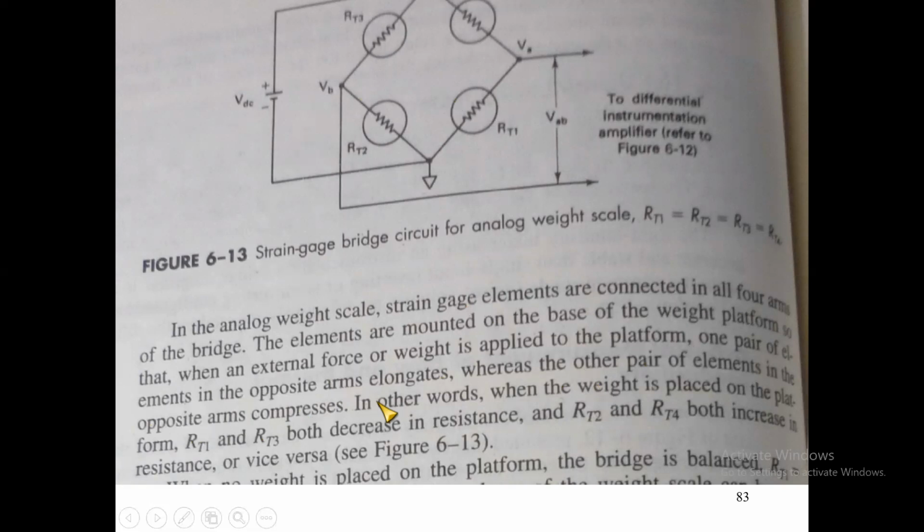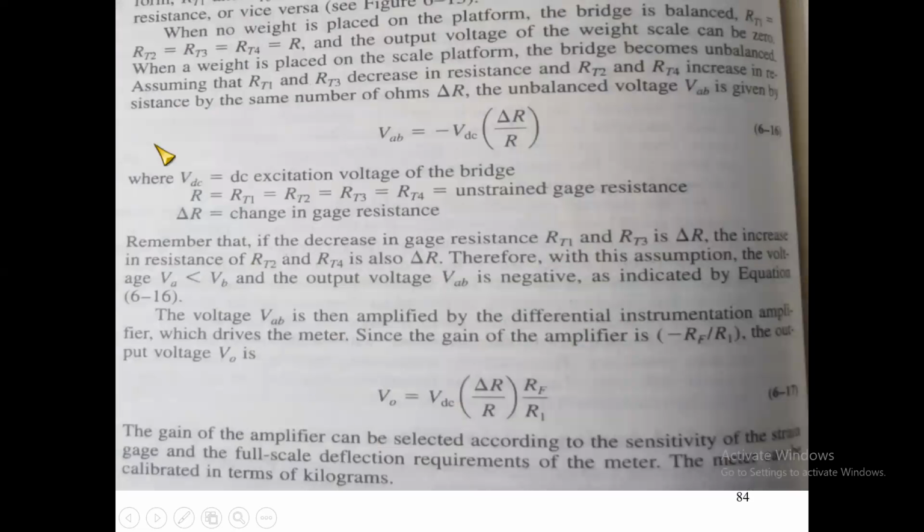So that just means that when the weight is placed on the platform, RT1 and RT3 both decrease in resistance, RT2 and RT4 both increase in resistance, or vice versa. So when no weight is placed on the platform, the bridge is balanced. That is, RT1 equal to RT2 equal to RT3 equal to RT4 equal to R. And the output voltage of the weight scale can be zero.